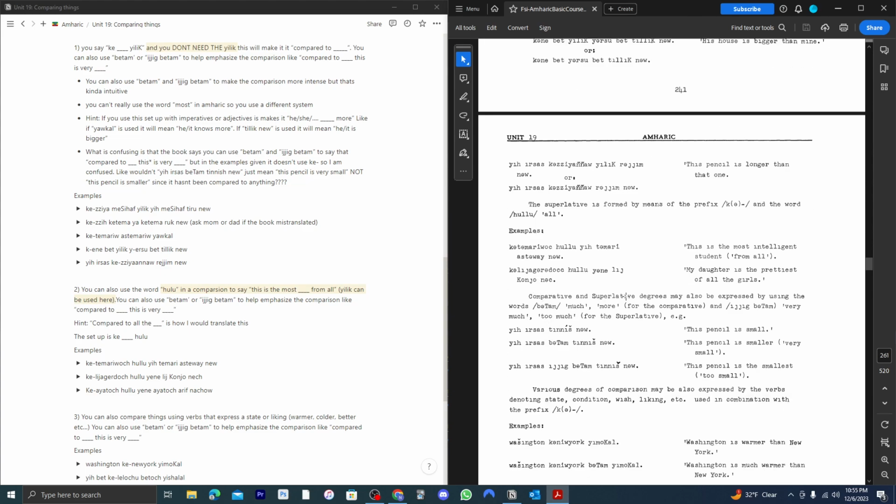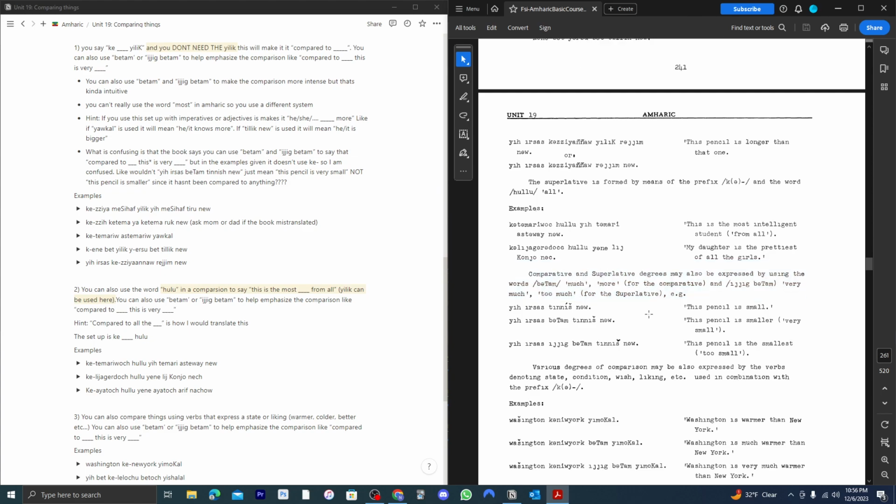Yeah, and then you can use Ejigbat. I mean, this is not really a super specific thing. You can say Ejigbat Tilikno, like it is super huge or something, and that would function by itself. I don't think it really needed a shout out in the textbook here. And I think I mentioned before, but these sentences don't make sense.